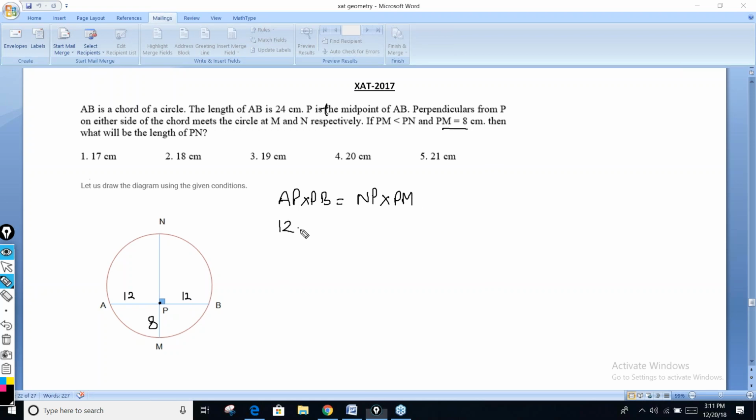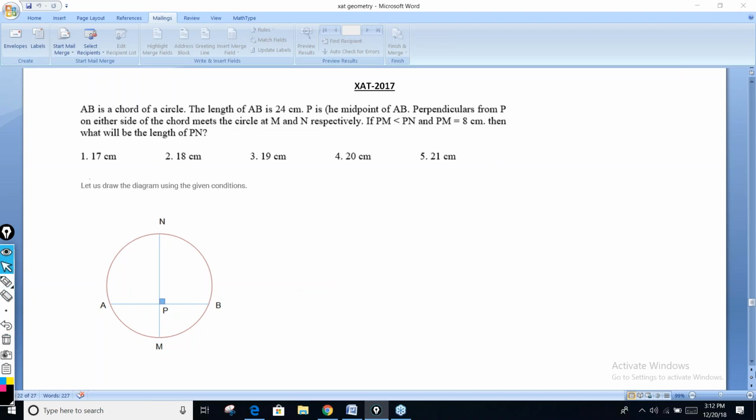So AP we know it's 12, that is also 12. NP we do not know, PM is given as 8. So what is the value of NP? It is 144 by 8, which comes out to be 18. So that is the answer. The length of PN or NP is equal to 18 centimeter. So single line answer if you know the property of intersection of chords.